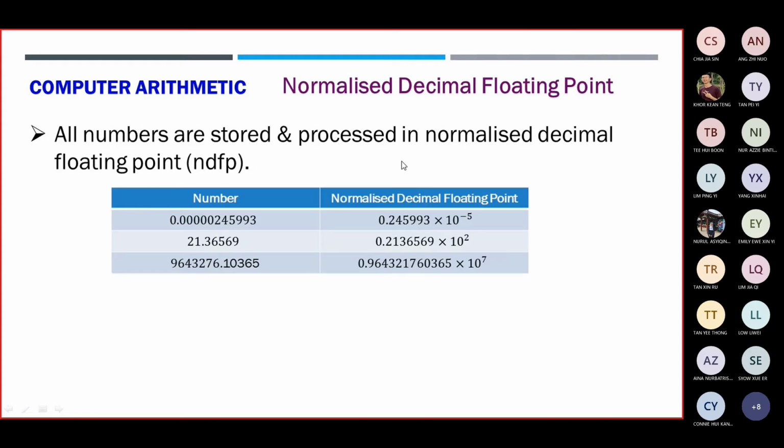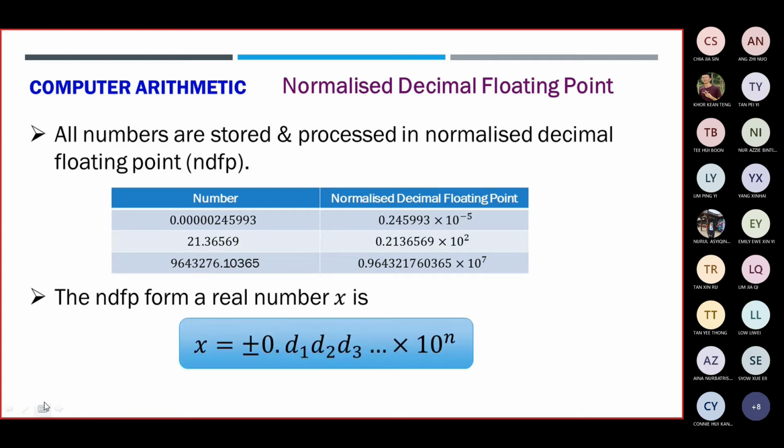Look at this number. This number is given as 0.00000245993. When we convert the number into NDFP, it has to be written in this form: 0.245993. We call this the mantissa, and this is the exponent, or we call it the index.